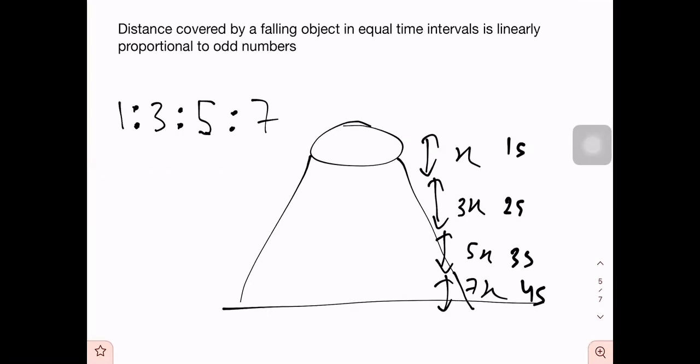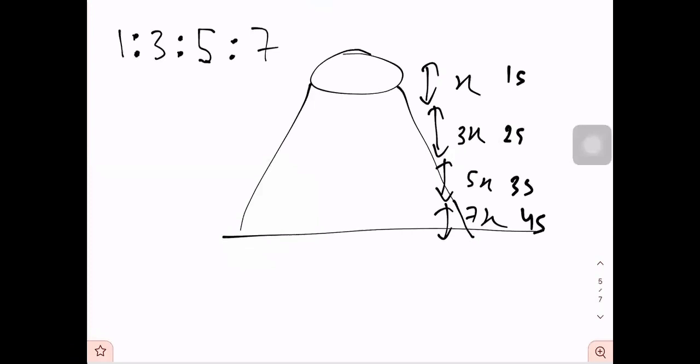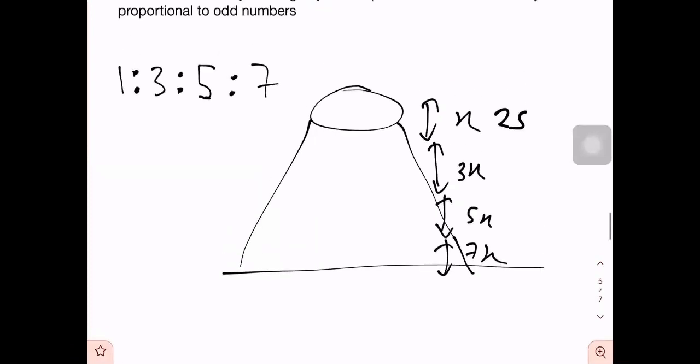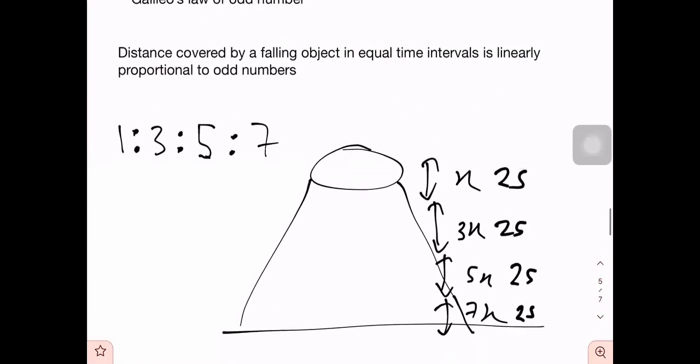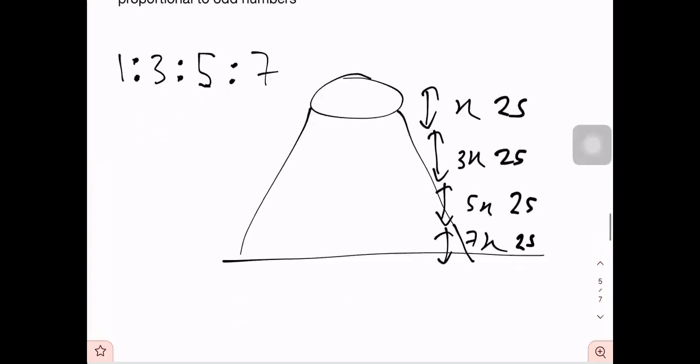But for this to work, the time intervals have to be linear. So for example, it could be in the first 2 seconds, it falls x meters, and the next 2 seconds, it falls 3x. The next 2 seconds, it falls 5x, and the next 2 seconds, it falls 7x. So this is the law of odd numbers. It's pretty straightforward, and it's really helpful.